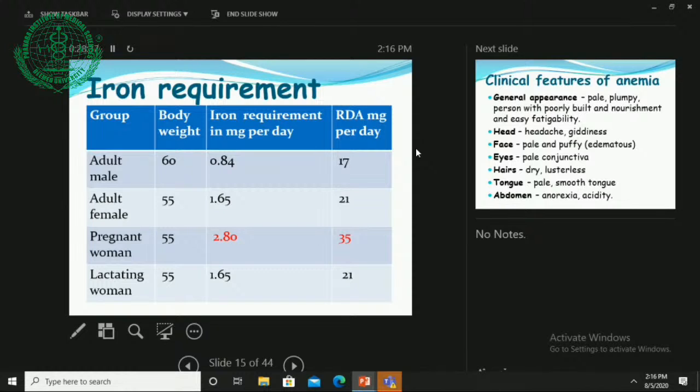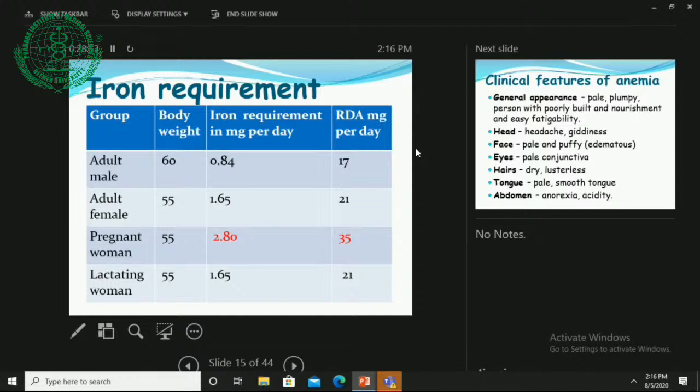Now we'll see what is the requirement for an adult female. For an adult female, the requirement is 1.65 milligrams per day. For getting this amount, her recommended daily allowance is 21 milligrams per day.